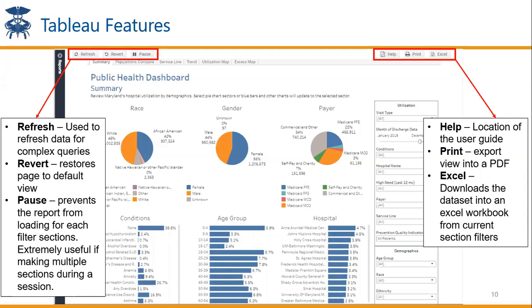You also have the revert button. This will restore the page to its default view, so essentially remove any filters or any changes that you've made. Then you have refresh, which will refresh the data for more complex queries that you're doing. Then on the right-hand side, you have your help, print, and Excel button. The help will show you the location of the user guide. The print is essentially print to PDF. And then Excel will download parts of the report that are available for download in Excel format. These will be mostly tables presented in the report that you can then pull into an Excel data set and potentially do some of your own analytics on.